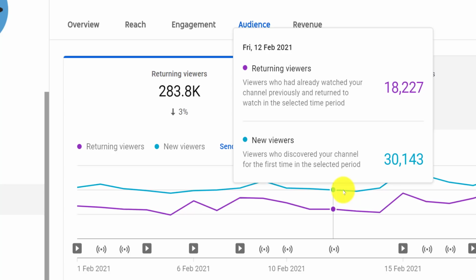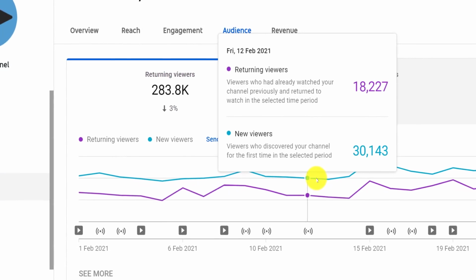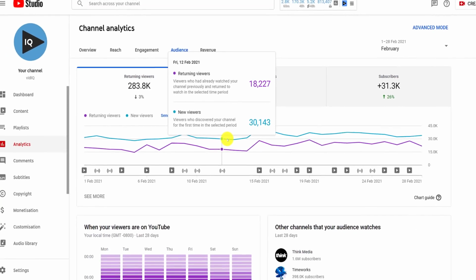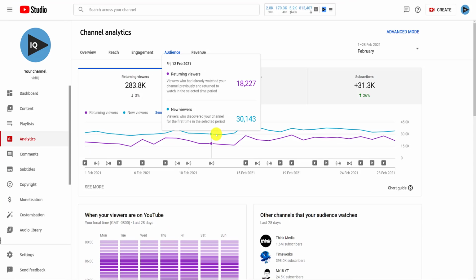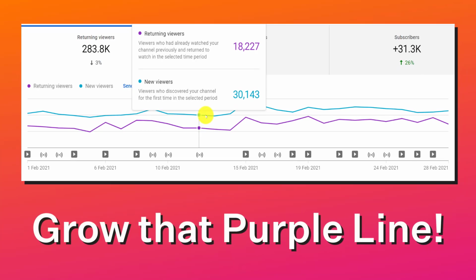The reason I believe this to be true is because returning viewers represent new viewers who have converted into regular viewers. Not those who've clicked on the subscribe button and then never watch any more of your content. These are sticky viewers, loyal viewers, viewers keen to watch what you've already created and what you're about to serve up next. So with all that in mind, here's your first key learning point. Grow that purple line and you will grow your overall audience over a longer period of time.